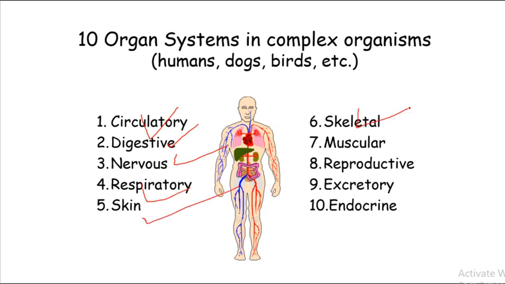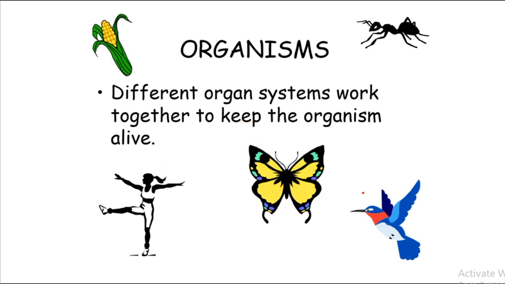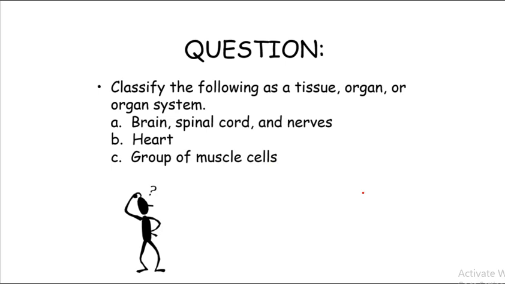Ten organ systems in complex organisms can include the circulatory system, digestive system, nervous system, respiratory system, skin system, skeletal system. Skin is also called the integumentary system. Then muscular system, reproductive system, excretory system, and endocrine system, which is hormonal or made up of hormones. Then organisms, we have different organ systems working together to keep the organism alive.